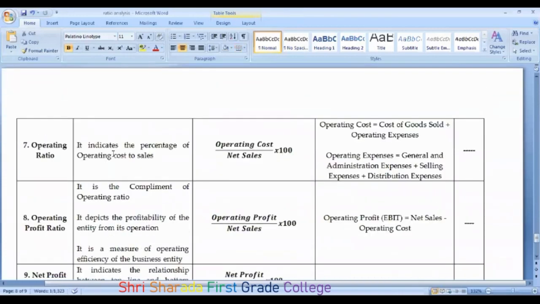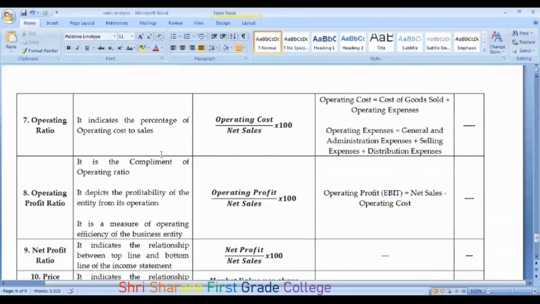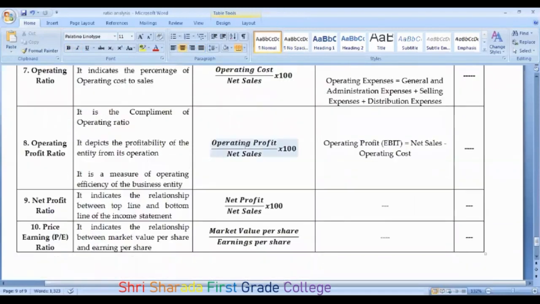Clear? Next, the operating ratio. It indicates the percentage of operating cost to sales. So operating cost will be compared with the net sales into 100. What is operating cost? Operating cost is equal to cost of goods sold plus operating expenses. The operating profit ratio is similar: operating profit into 100 divided by the net sales, where operating profit is net sales minus the operating cost.